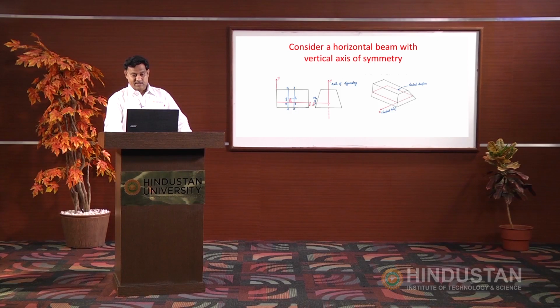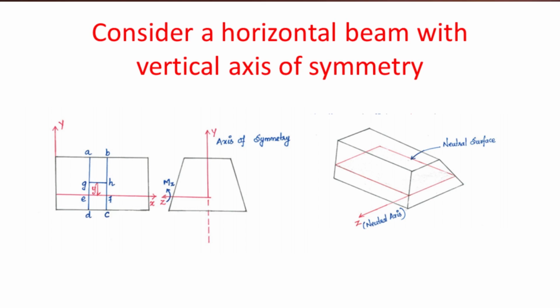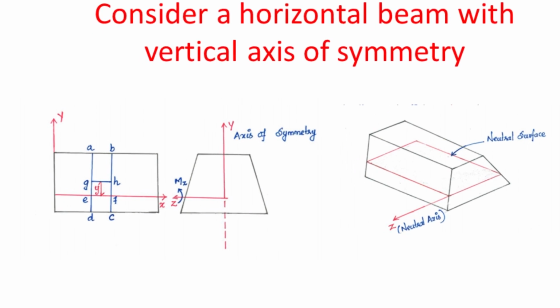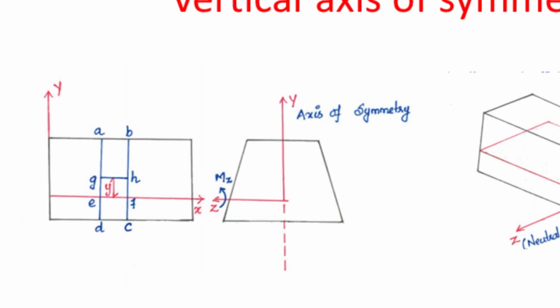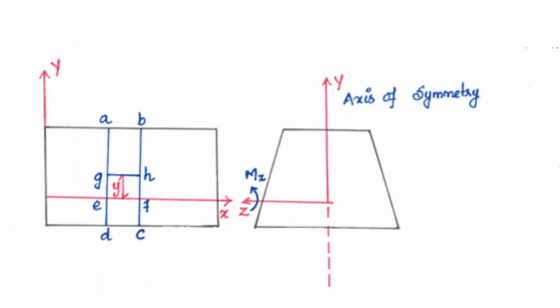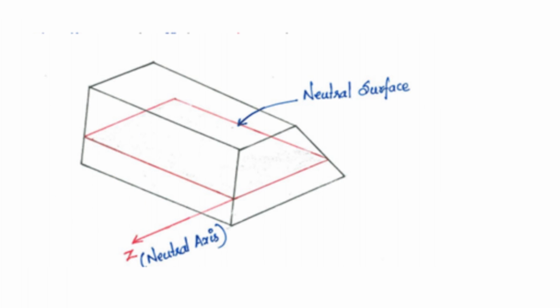Here it is symmetric with respect to the y axis, and I am applying a moment about the z axis. We will take various points: AB is at the top fiber, DC is the bottom layer, EF is the neutral layer, and GH I have taken just above the neutral layer, that is, this layer undergoes compression. This diagram represents the neutral surface or neutral axis.